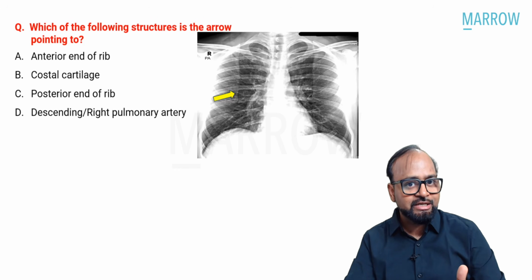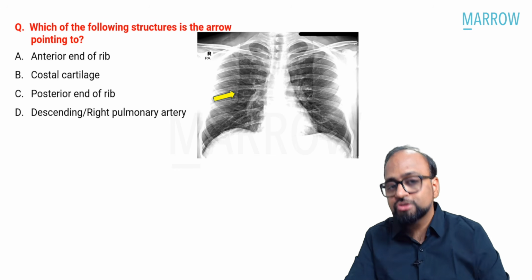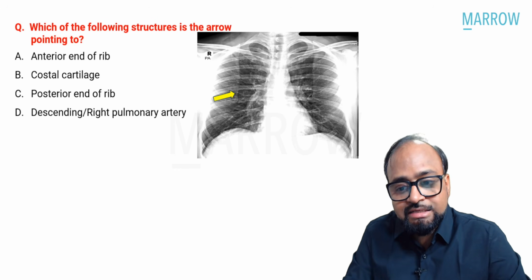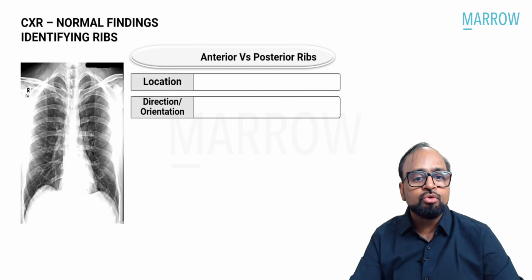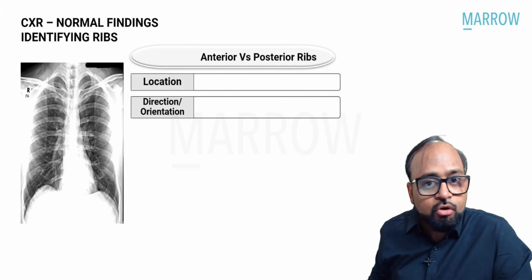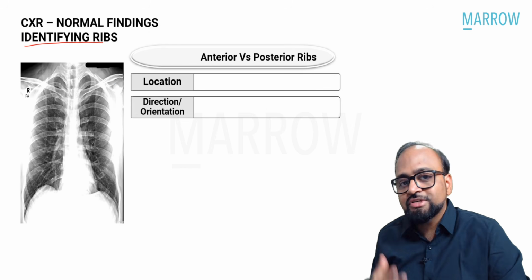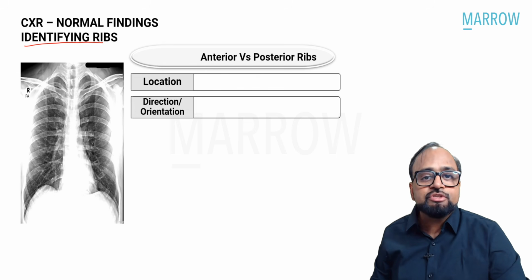Once in an INI-CET exam, where the underlying concept was the same, though the diagnosis was slightly different, and in an FMG exam before, the exact same question was asked. So basically, this question is asking you about the concept or technique of identifying ribs on a chest X-ray. We have studied that in the chest X-ray basics part of our video. So, anterior versus posterior ribs.